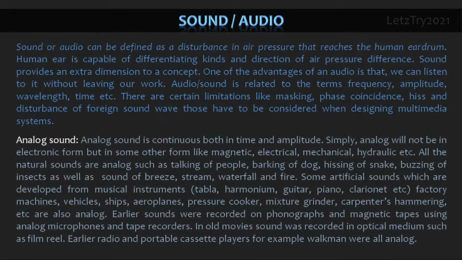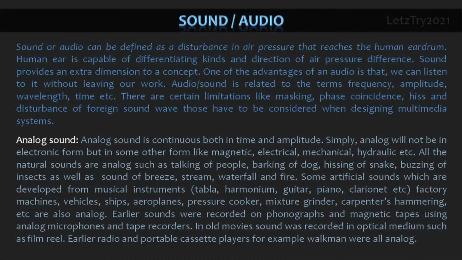Analog sound. Analog sound is continuous both in time and amplitude. Simply, analog will not be in electronic form but in some other form like magnetic, electrical, mechanical, hydraulic, etc. All the natural sounds are analog, such as talking of people, barking of dog, hissing of snake, buzzing of insects, as well as sound of breeze, stream, waterfall, and fire.